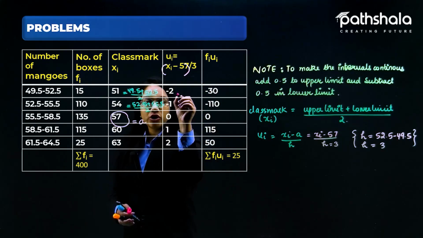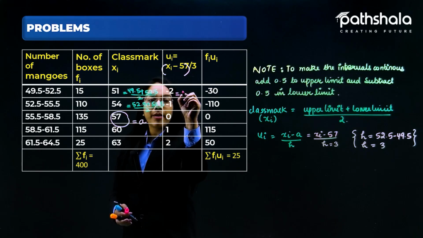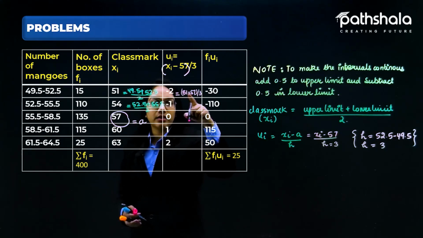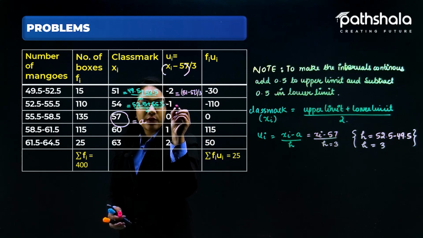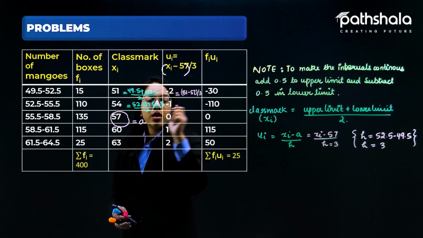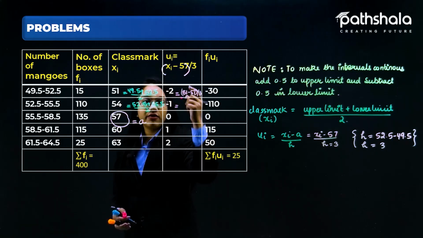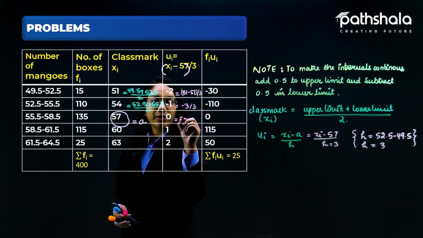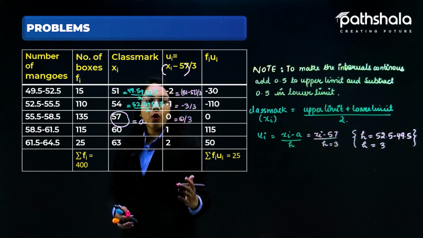For the very first ui, I have this value as minus 2. It is obtained by subtracting, that is 51 minus 57 divided by 3, so this is minus 6 by 3, which is minus 2. Further, this value is obtained by 54 minus 57, which is minus 3 by 3, so this is equal to minus 1. This is obtained by 57 minus 57, which is 0 by 3, and further all the values.